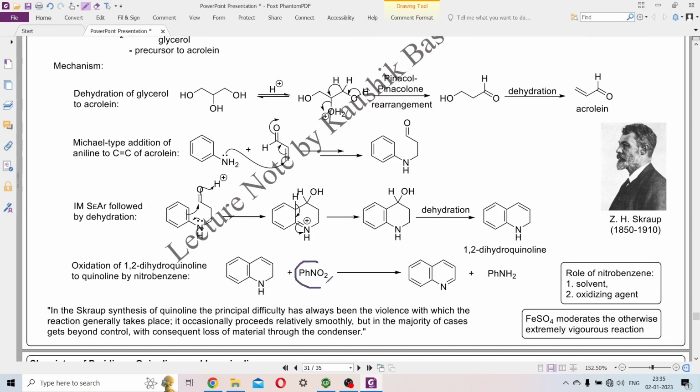And the oxidizing agent is a little bit surprising. It is the nitrobenzene itself which is present in the reaction medium, and it oxidizes the 1,2-dihydroquinoline into the quinoline and gets itself reduced to the corresponding aniline. So the role of nitrobenzene is as a solvent, first of all, and secondly, it is also the oxidizing agent, and this aniline is recycled here. So nitrobenzene plays a lot of roles.